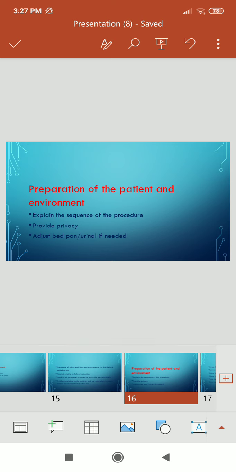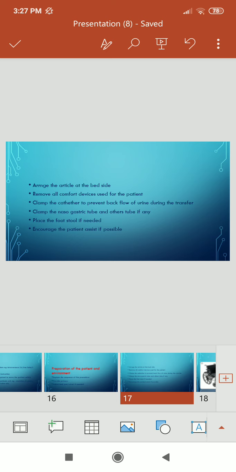Preparation of the patient and environment. Explain the sequence of the procedure. Provide privacy. Offer the bedpan or urinal if needed. Arrange the articles at the bedside. Remove all comfort devices used for the patient.